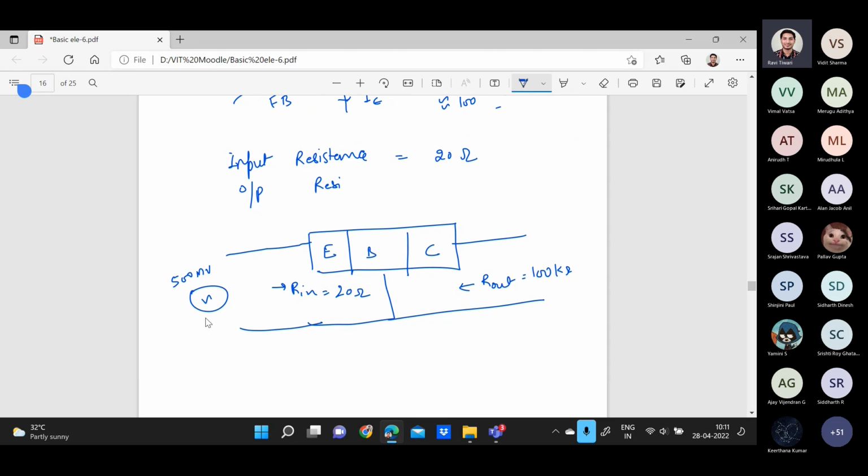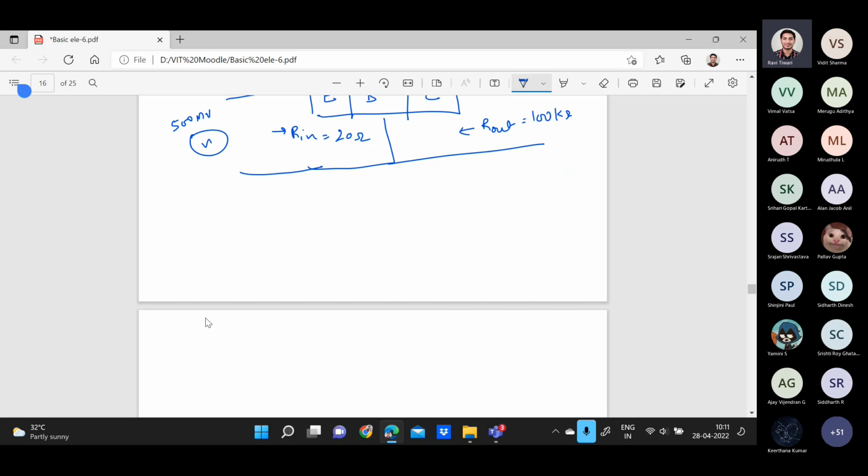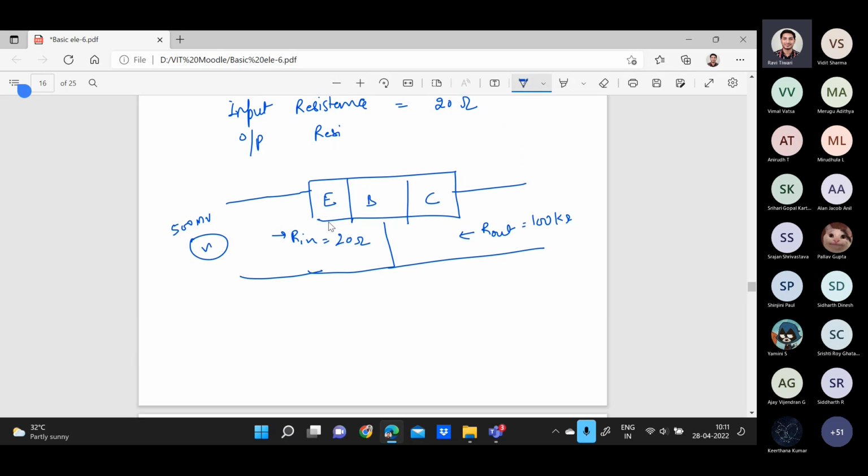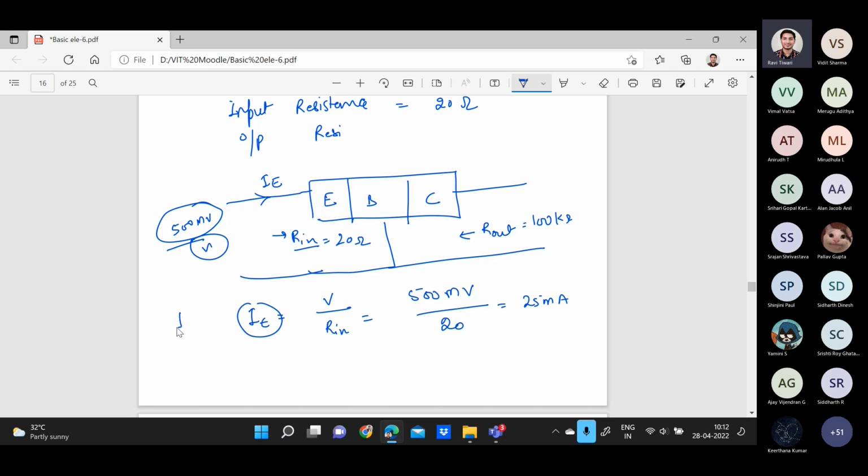So how will we find out how much amplification they have done? First, you know the value of the signal voltage. You know the input resistance and the voltage, so can you find the value of IE? IE will be equal to the voltage divided by R in. The voltage is 500 millivolts and R in is 20, so after solving you will get 25 milliamps. That means we are giving IE as an input, which is equal to 25 milliamps.